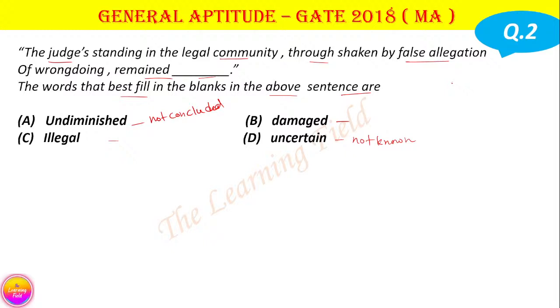The work, whether he did it or not, is not known, okay, this type of words. So this means undiminished. Not concluded, remained, the judgment was not concluded, that means undiminished. So this word is the correct answer here, undiminished. Option A is the correct answer for this question.